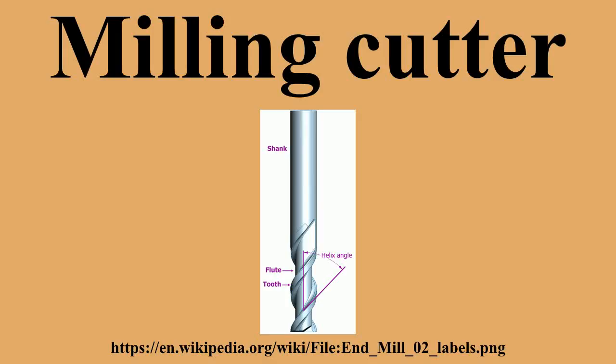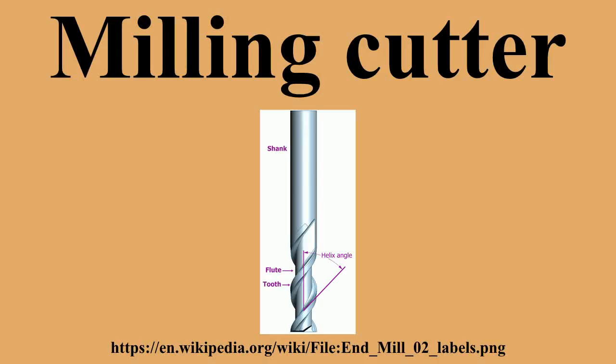Helix angle. The flutes of a milling cutter are almost always helical. If the flutes were straight, the whole tooth would impact the material at once, causing vibration and reducing accuracy and surface quality. Setting the flutes at an angle allows the tooth to enter the material gradually, reducing vibration. Typically, finishing cutters have a higher rake angle to give a better finish.